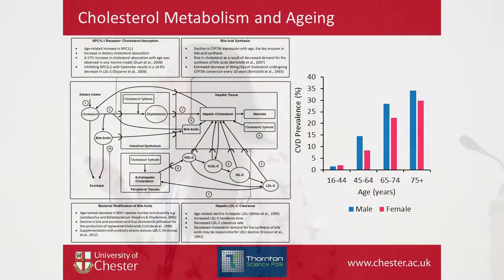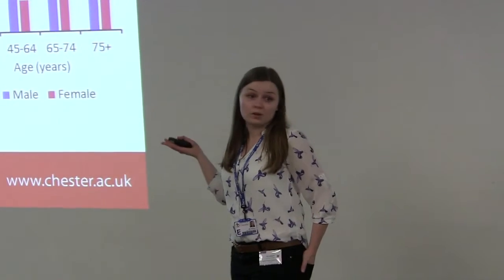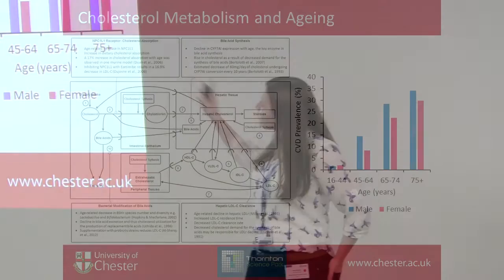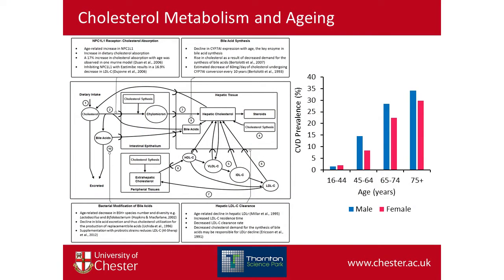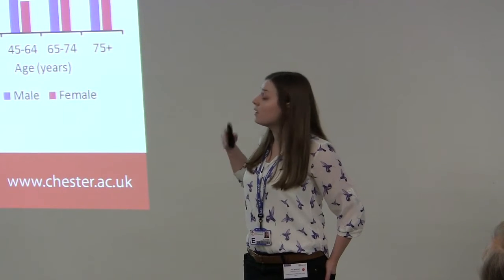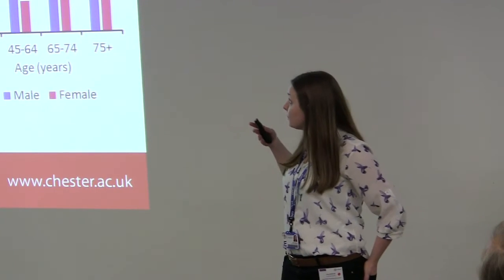So first thing that we did was we conducted a literature review to see how this dysregulation is caused. And we found four main areas where cholesterol metabolism is affected. The first one is that with age, you absorb more cholesterol from the diet. This receptor, NPC1L1, which lines the small intestine, their numbers have been shown to increase with age, therefore you absorb more cholesterol. And that's one of the reasons that your LDL cholesterol rises with age.